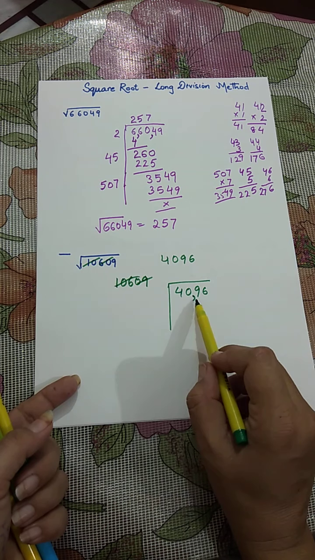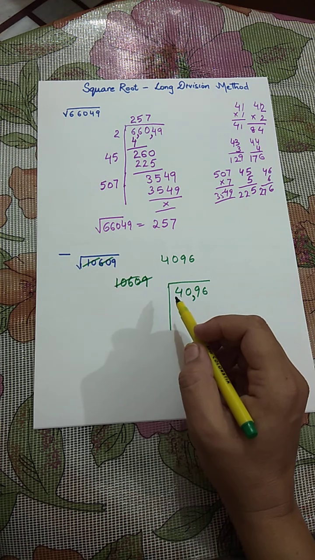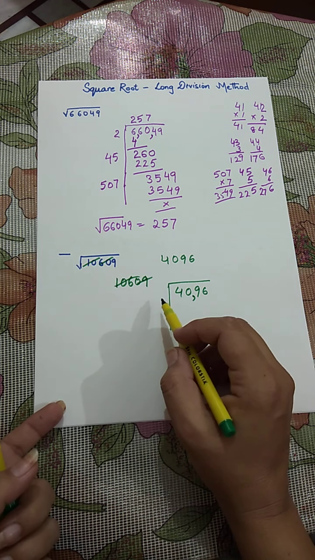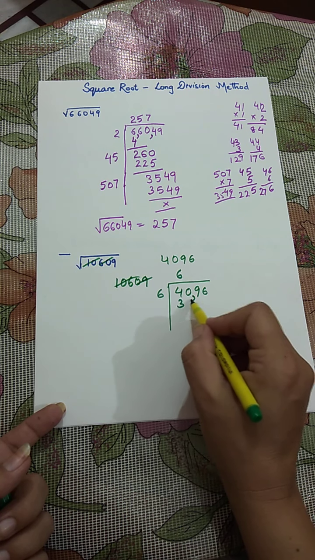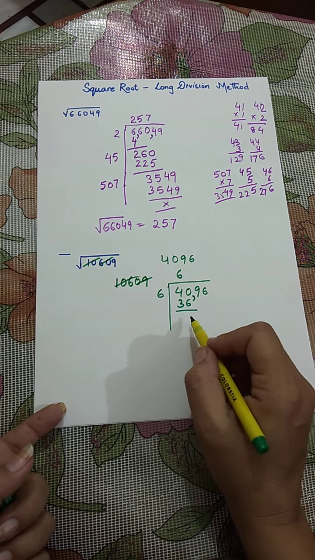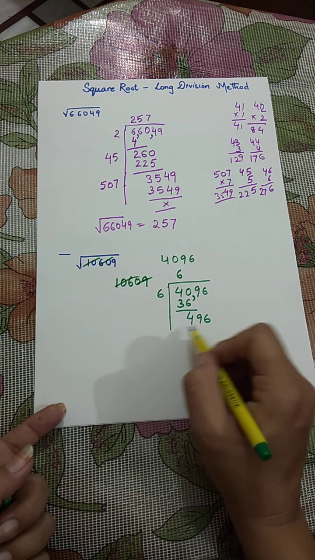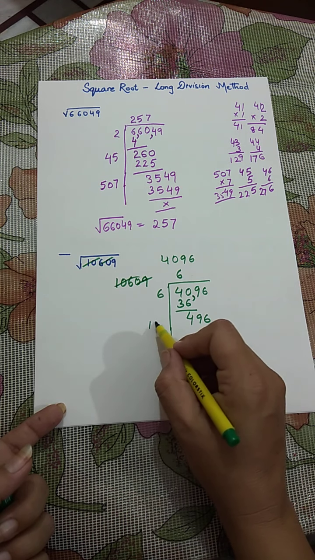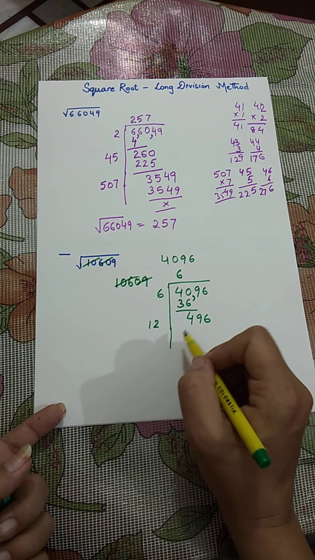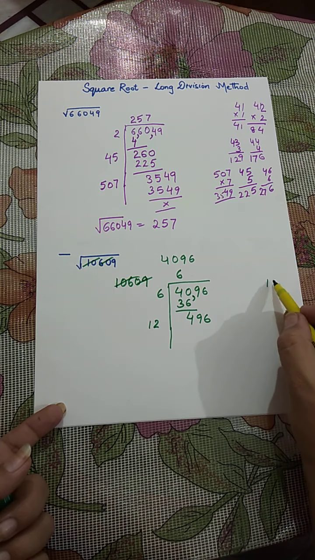From the back, if you make pairs, the first number is also a double. Rest of the procedure is the same. When you see that 6 6s are 36, 7 7s will be 49, so that will be greater. So I am going to take 6 6s are 36. After subtracting I get 4, and I bring down the 96, that is the next pair. Double of 6 is 12, so I am going to add a digit over here.